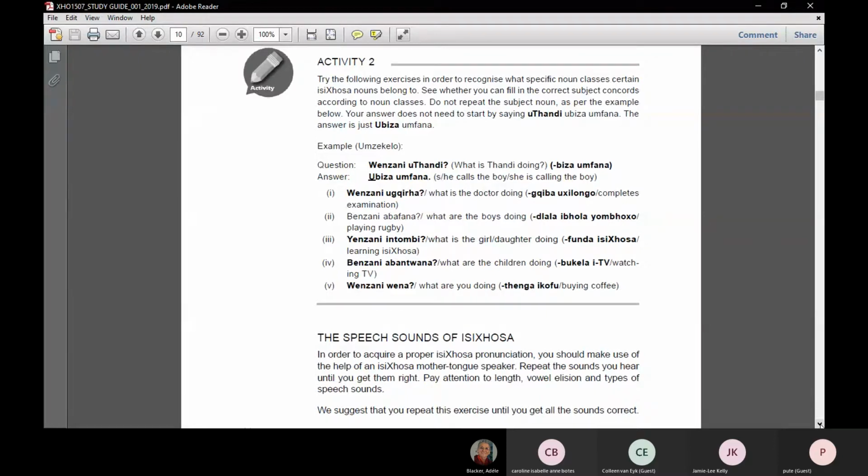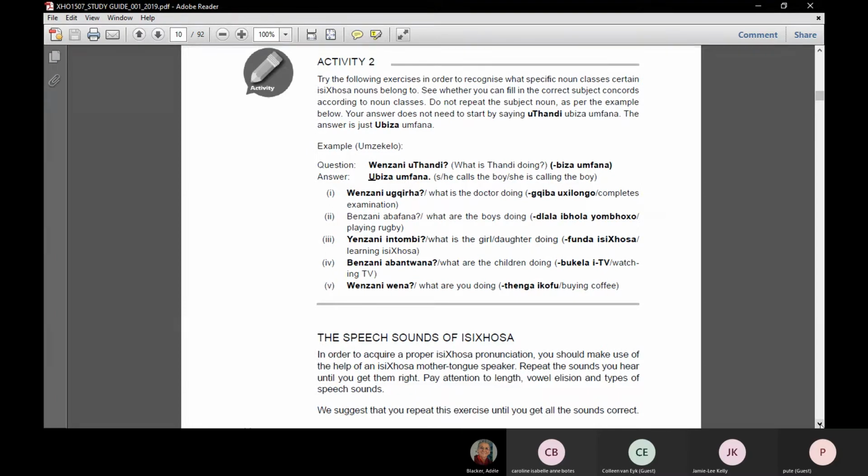So let's do activity number 2. Try following the exercises in order to recognize what specific noun classes certain isiXhosa nouns belong to. See whether you can fill in the correct subject concords according to noun classes. Do not repeat the subject noun as per the example below. Your answer does not need to start by saying Utandi ubiza umfana. The answer is just ubiza umfana, so we can leave off the subject noun.